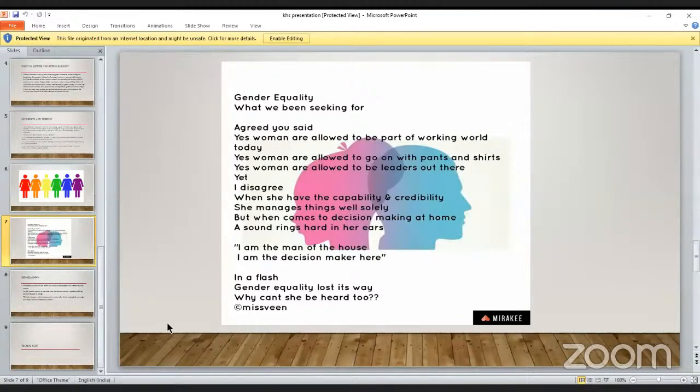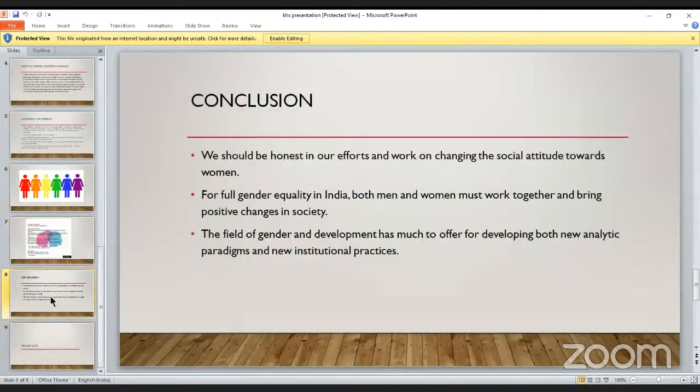And at last, I conclude that we should be honest in our efforts and work on changing the social attitudes towards women, and also both men and women must work together for full gender equality and bring positive changes in society. Thank you.